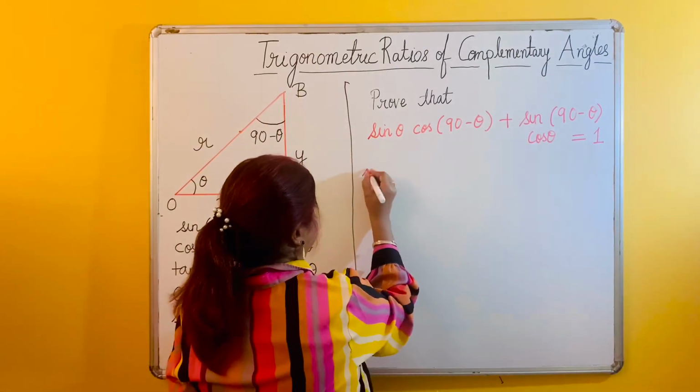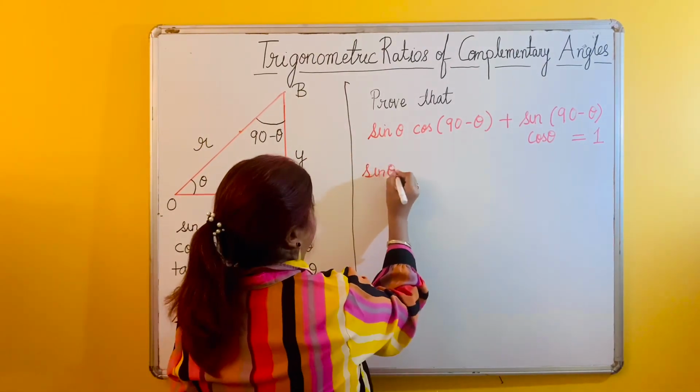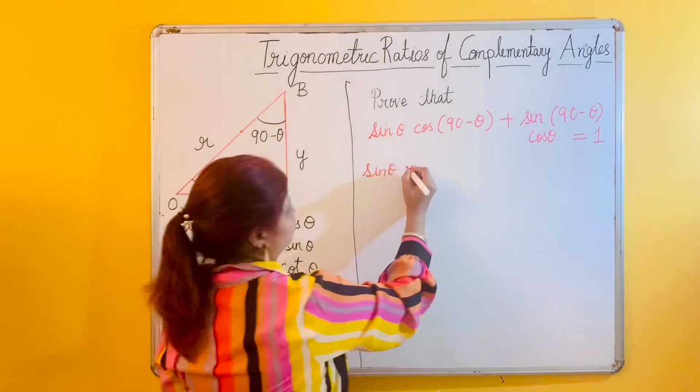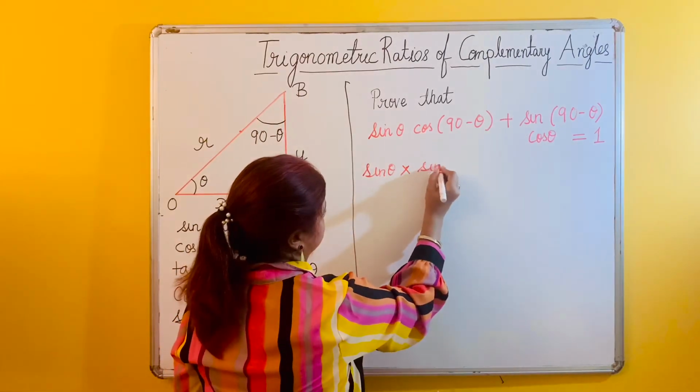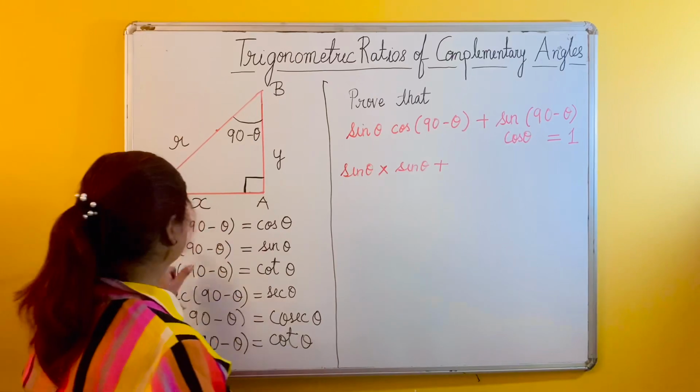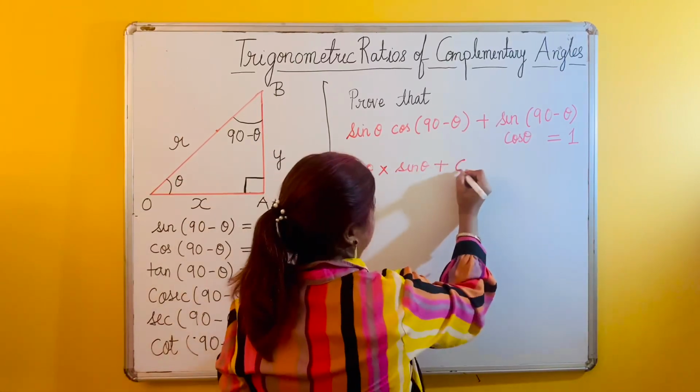Sin theta is here. What is cos 90 minus theta? If you see here, it is sin theta, so write it as sin theta. Plus, what is sin 90 minus theta? It is cos theta, so we'll write cos theta here.